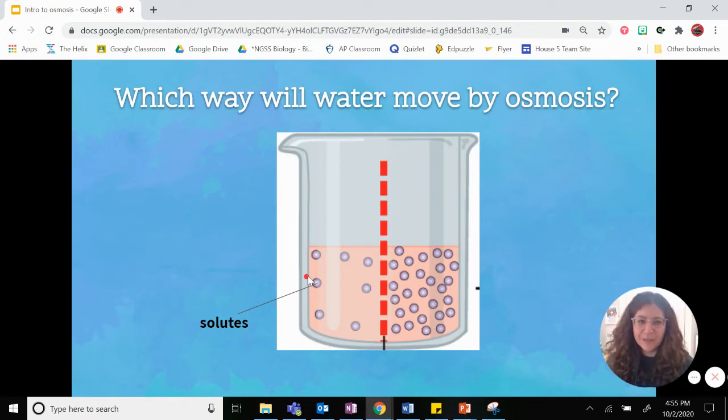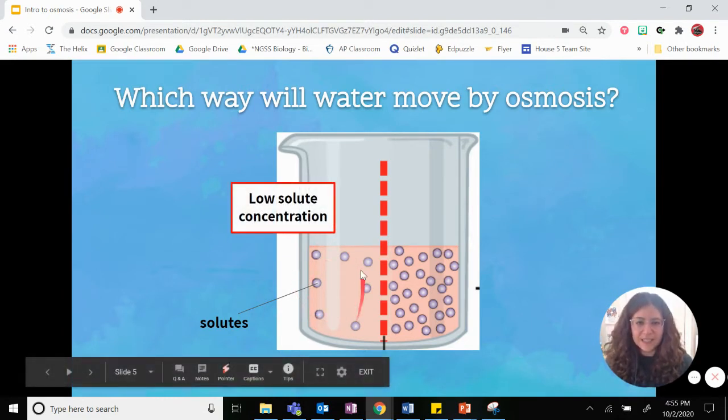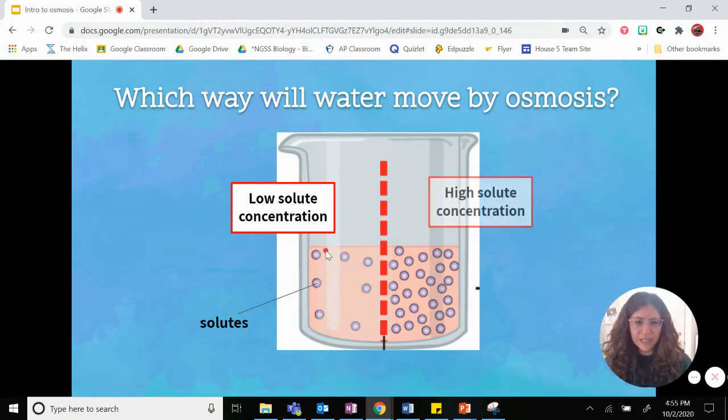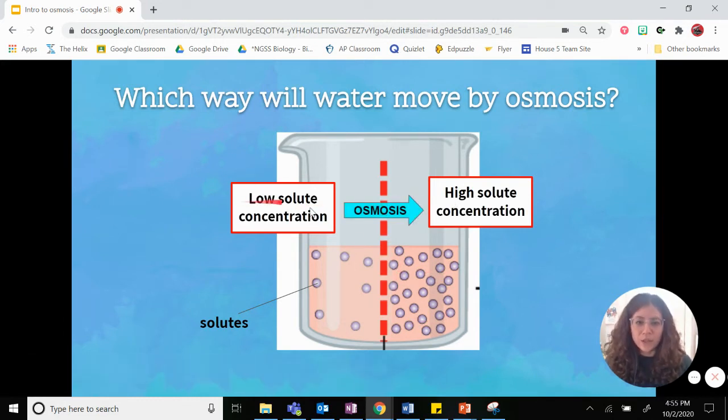Okay, so let's do some practice here. So remember, water in osmosis always moves to the side with the higher solute concentration. So in this example, which way will water move by osmosis? Okay, so we just have to figure out this side on the left. This has lower solutes, because see the little purple dots, there's fewer of them, compared to the side on the right, more dots. So this is low to high. Water always moves from low to high in osmosis, so it's going to move towards the right in this example.